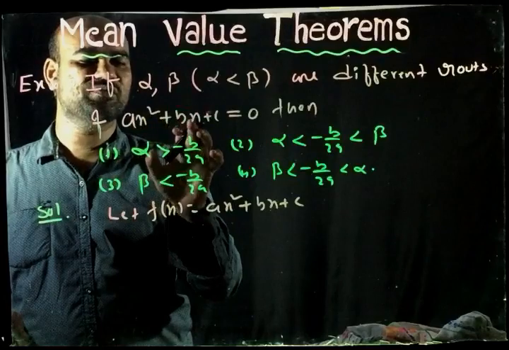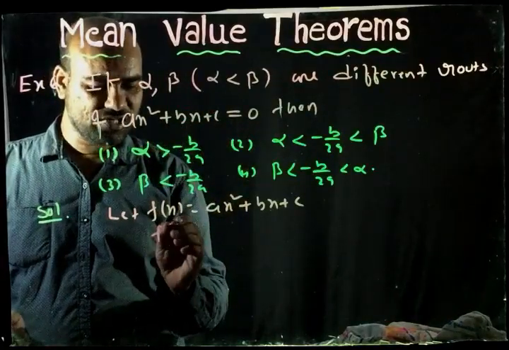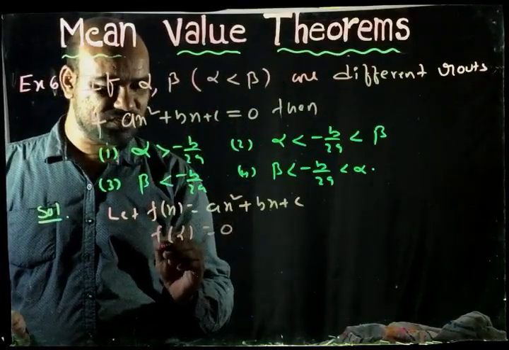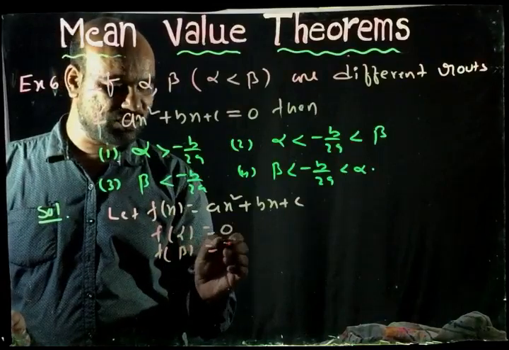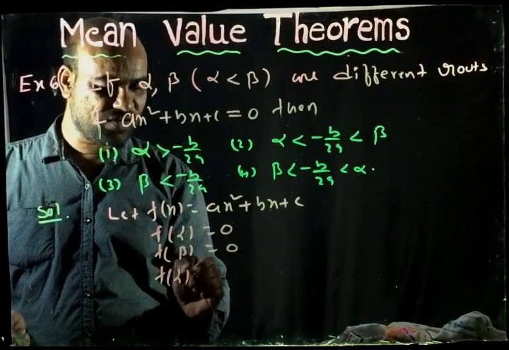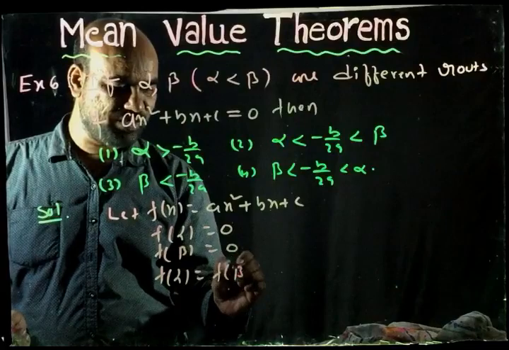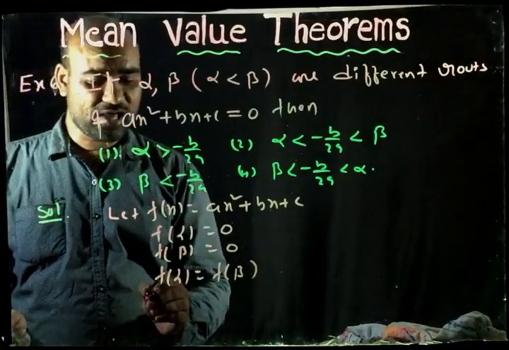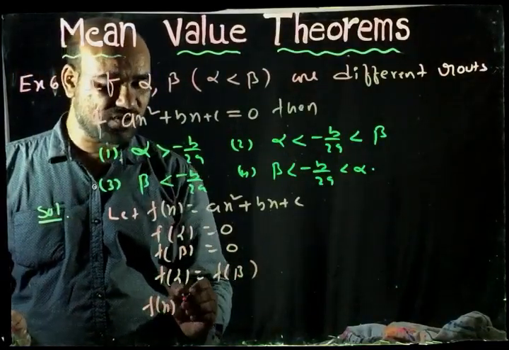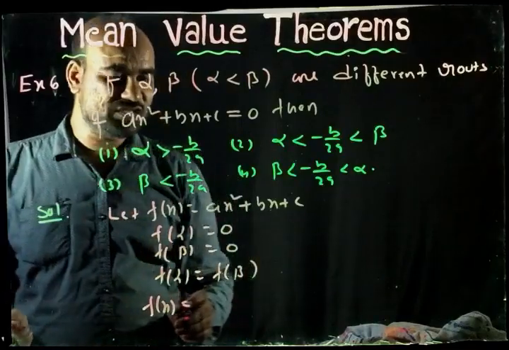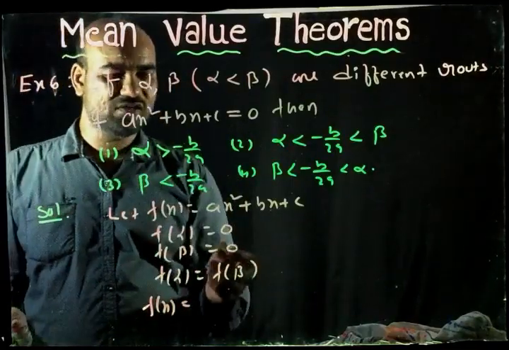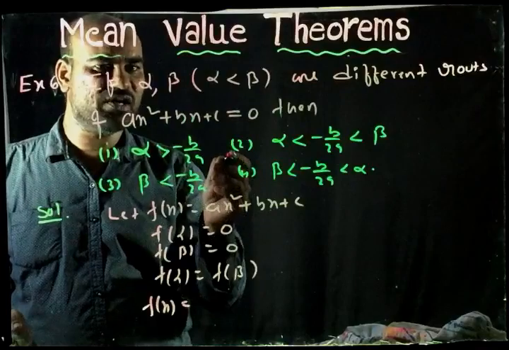A beta square plus b beta plus c equal to 0 means what? f of alpha equal to 0 only, f of beta also 0 only. So f of alpha equal to f of beta. So actually f of x is a quadratic polynomial, so it is continuous and differentiable in the interval, especially in the interval alpha, beta.